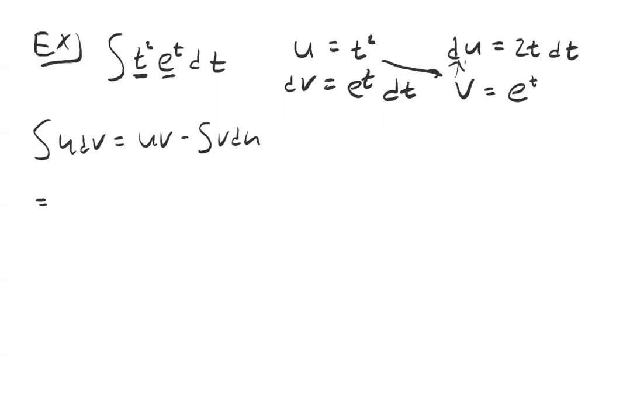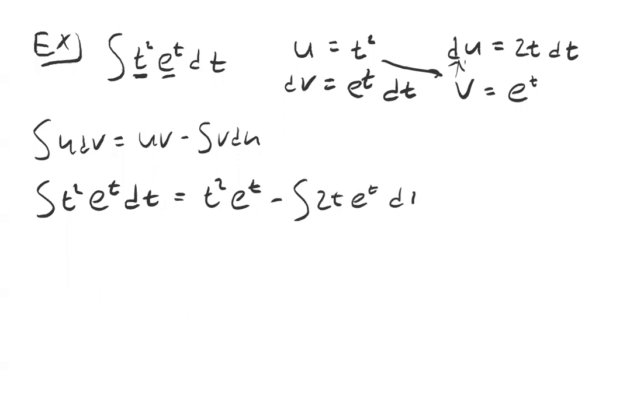So that tells us the integral of t squared e to the t dt is equal to uv, so t squared e to the t, minus the integral of v du. So I'm going to get 2t e to the t dt. And what you'll notice is I still cannot integrate this function here, not directly. I can't just think up an antiderivative for that. So that tells me I have to do integration by parts one more time.